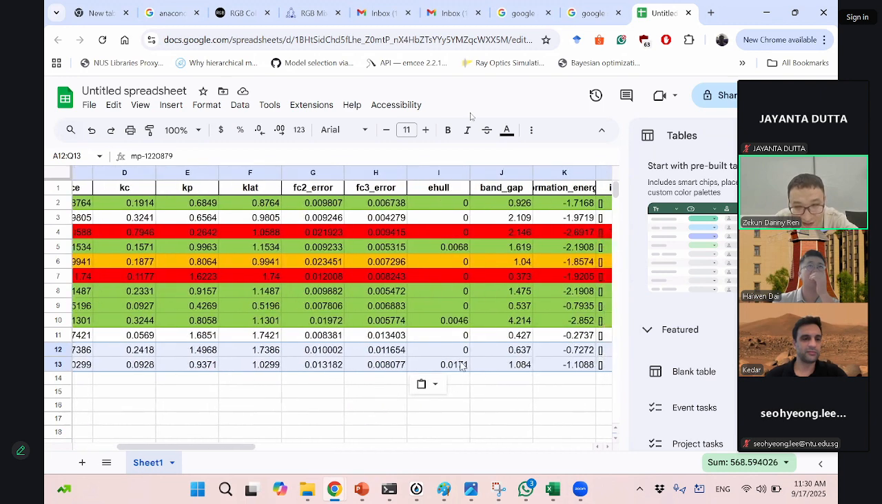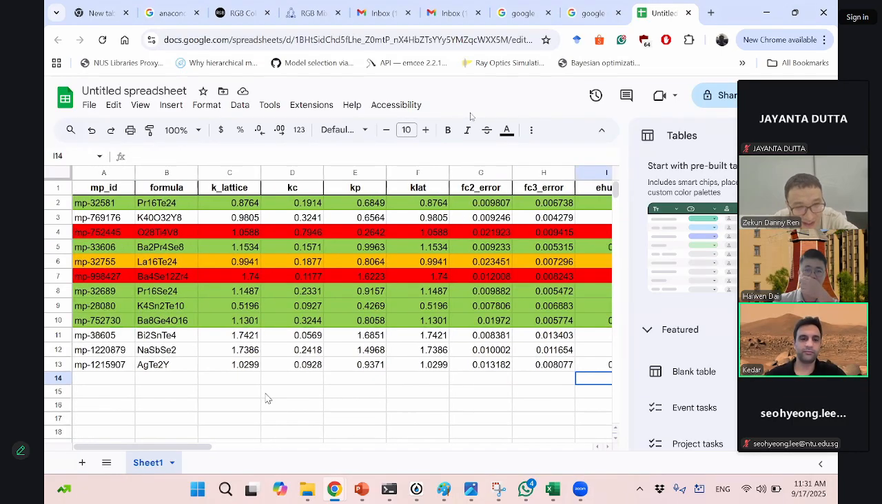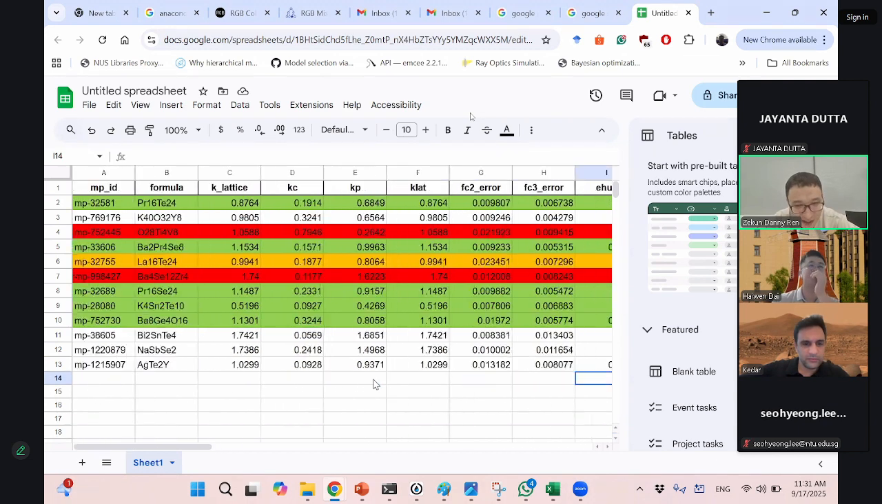AgYTe2 is removed basically because it has a higher E hull. It's not that high, it's 17 meV, but we are using a much stricter criterion. We are using 10 meV as a filtering criterion. Okay. And the sodium antimonide cyanide is removed basically because of the sodium. Yeah, I put back this too.